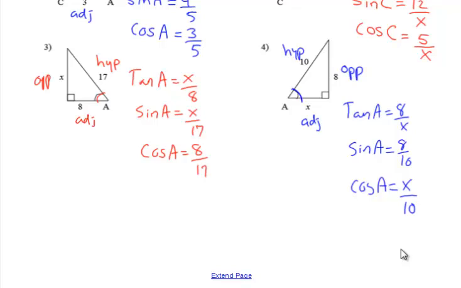Tangent of A is x over 8. Sine of A is x over 17. Cosine is 8 over 17. For 4, tangent of A is 8 over x. Sine is 8 over 10. And the cosine of A is x over 10. All right, so notice I labeled them with those, and doing those things is important.